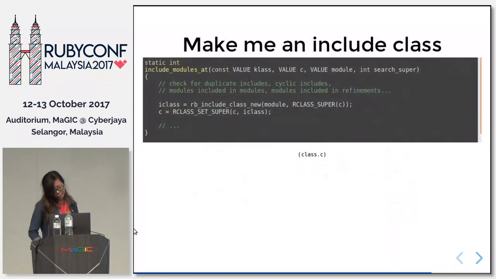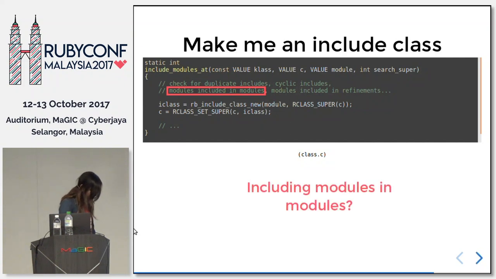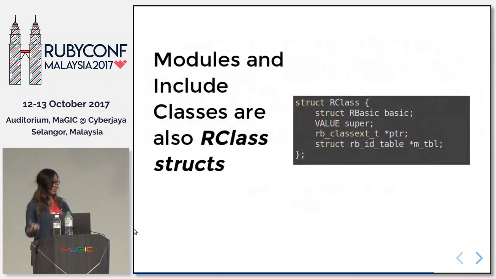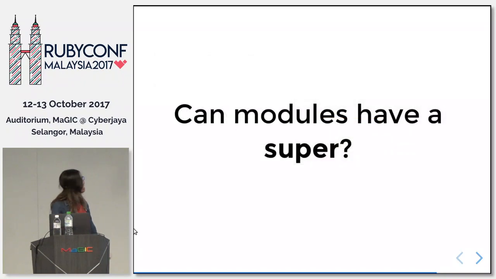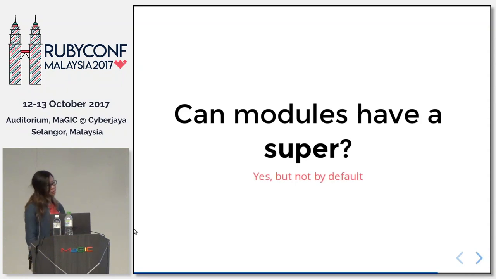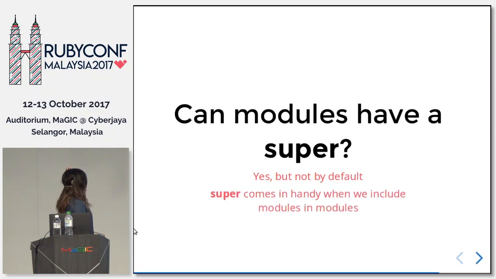Okay, so that was fairly simple. Let's talk about something not less simple, but more interesting. What about including modules in modules? At this point, I should say again, include classes and modules are just RClass structs. And other than the class pointer, RClass structs also have a super pointer. If you've been paying attention, you may be like, wait a second, can modules actually have a super? If you think about it, you don't really think of modules having a superclass. But the answer is actually yes, modules can have a super, but not by default. By default, the super pointer is null. But this super pointer comes in handy when we include modules in modules. So let's take a look at how that works.